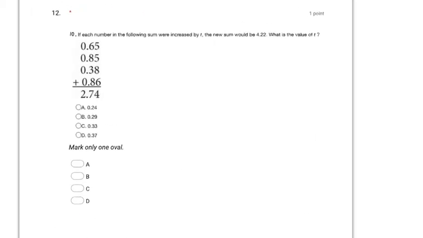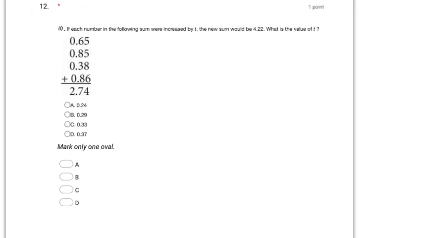Problem 10. If each number in the following sum was increased by t, so I'm adding t's here. I'm going to change it to x's so it doesn't look confusing. X's are t's. Let x equal t. Okay, so if I added a t to all these, my x's, the new sum would be 4.22. So there's the problem I'm trying to solve.